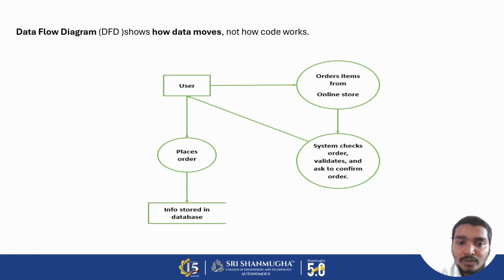So the user can place an order from the online store. The system checks the order, validates it and asks for confirmation. It goes back to the user, who places the order, and the information is stored in the database. This is the DFD, the data flow diagram, for the online application order process.